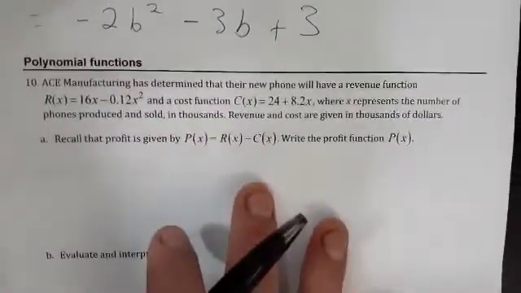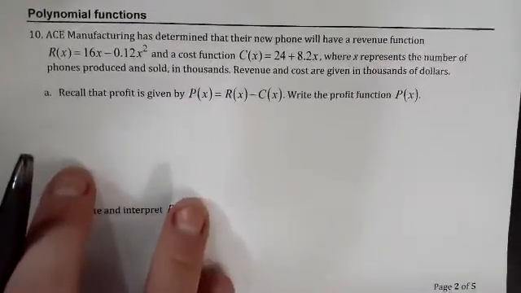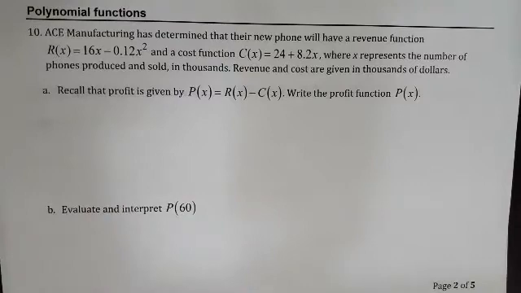So we have a word problem. Ace Manufacturing has determined that their new phone will have a revenue function, and they give that revenue function R of x equals 16x minus 0.212x squared. And a cost function C of x equals 24 plus 8.2x, where x represents the number of phones produced and sold in thousands. Revenue and costs are given in thousands of dollars. Recall the profit is given by P of x equals R of x minus C of x. Write the profit function P of x.